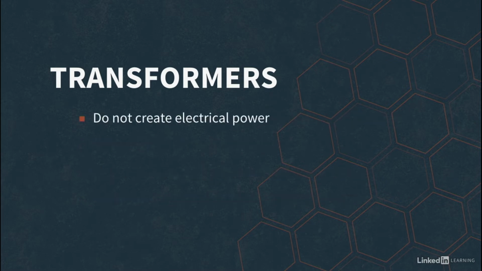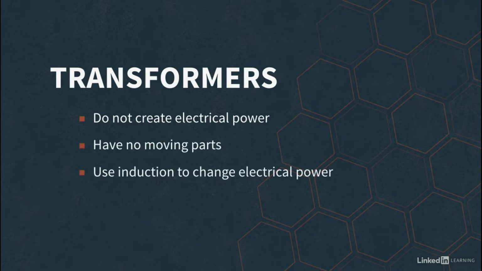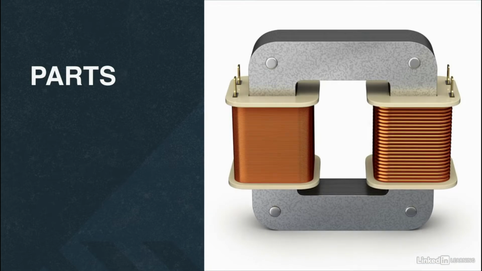A transformer does not create electrical power, nor does it have any moving parts. It changes electrical power from one AC circuit to another through induction. In order to understand the advantages and uses of a transformer, let's first look at the basic transformer parts. There are four basic parts in a transformer.